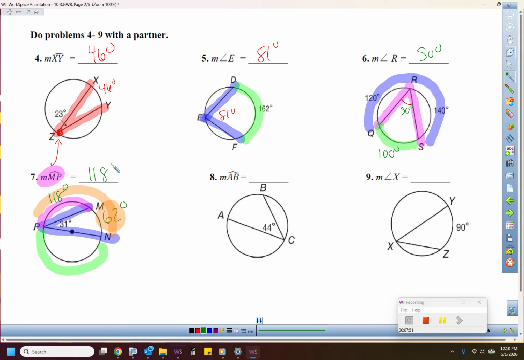Cool. So honestly, that's probably our largest mistake, is not answering the question that they asked. We just assumed they wanted that 62 and not that 118. And then measure of arc AB, he is 88 degrees. Are we okay with that one right there? And then the measure of angle X, where's the vertex? Inside, outside, on, or center? He's on the circle. On, 2 to 1. Right? 2 letters in the word on. On, 2. 2 to 1.